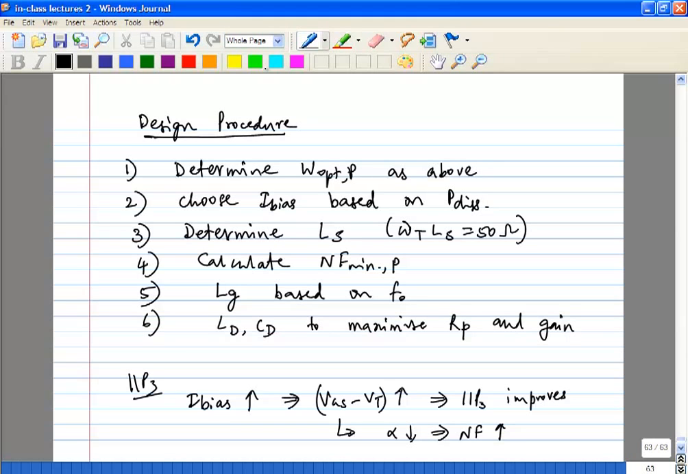Remember that if you increase the bias current, fT will actually get better, which means your effective noise figure will go down, right? Because your noise figure is inversely proportional to fT. But alpha also reduces. It depends on how much each one reduces by.